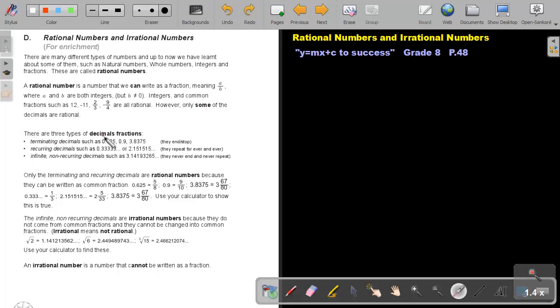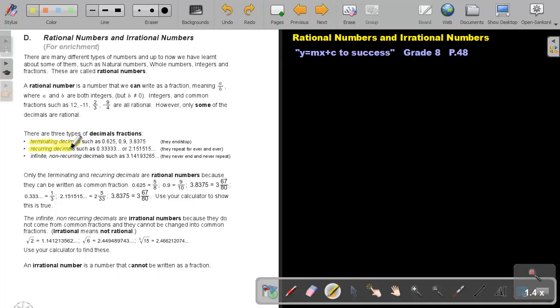There are 3 types of decimal fractions. Terminating decimals such as 0.625, 0.9, 3.8375. They end, they stop. It stops after the 5, it stops after the 9, it stops after that 5.